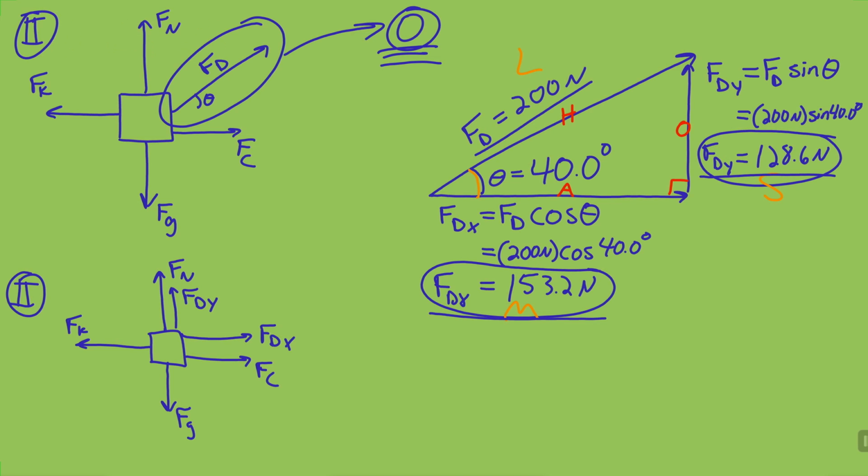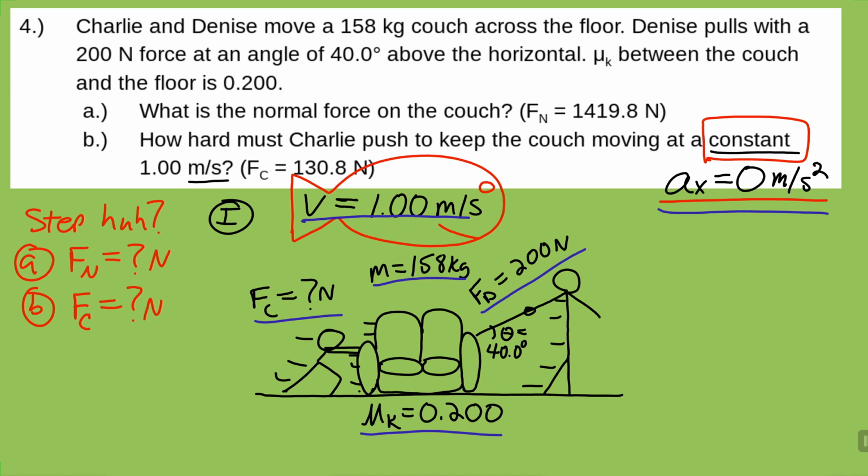Let's go back to our sketch and see what's going on. What is the acceleration of this couch in the y direction? It has none. The couch is not accelerating in the y direction at all. That would be the couch flying up in the air, which it's not doing, or the couch diving into the ground. It's not doing that either. So a sub y ends up being 0 meters per second squared.